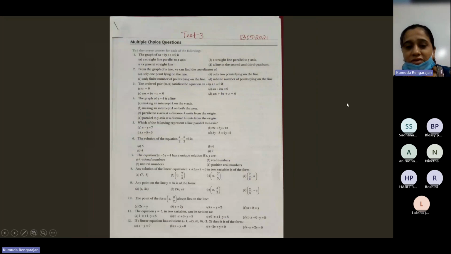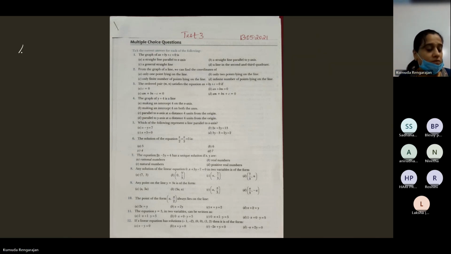Thank you, children. We'll continue. Please stop working. We'll continue discussing the answers to MCQs and then we'll get back to the graph you're doing now. All right? So we have to do the fourth one. The graph of y is equal to 4.